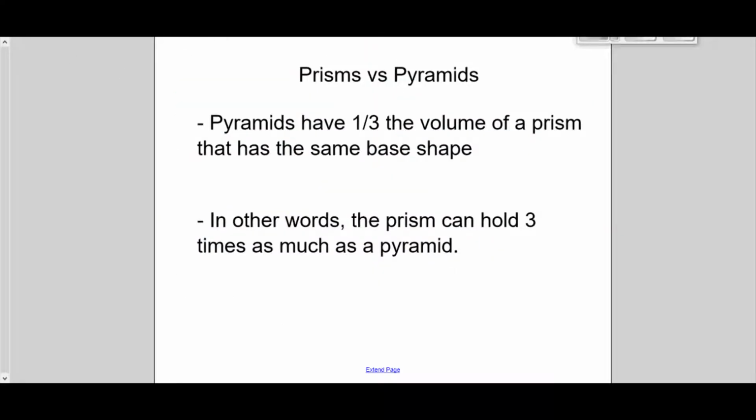So the first thing I want to do before we get started with pyramids is draw a distinction here between a prism and a pyramid. So a prism, remember, we had two sides that were parallel to each other. With pyramids, it's not the case, and we'll see in just a few minutes why that's not the case. But pyramids have 1/3 the volume of a prism that has the same base shape. In other words, a prism could hold 3 times as much as a pyramid. So let me show you what I mean by this with an example.